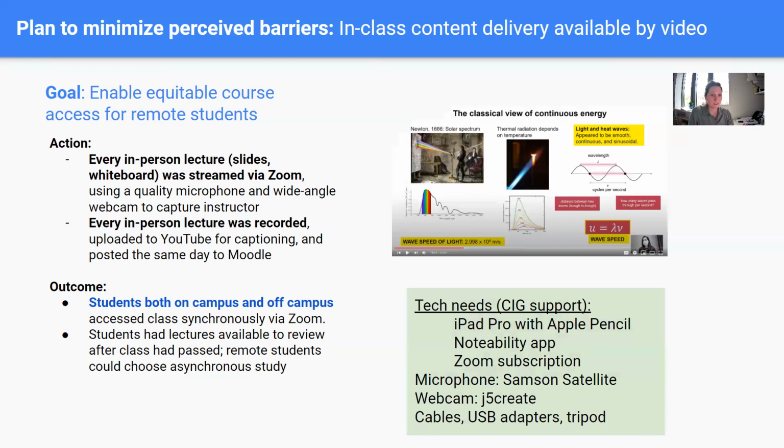And so this also enabled several of my remote students to choose asynchronous study, which was better for their home situation. This required quite a setup that took about 10 minutes to set up prior to class, so that was a challenge. But with my tripod, my webcam, my microphone, and all of the software support, I was able to deliver this to students in a way that I think met them where they were.